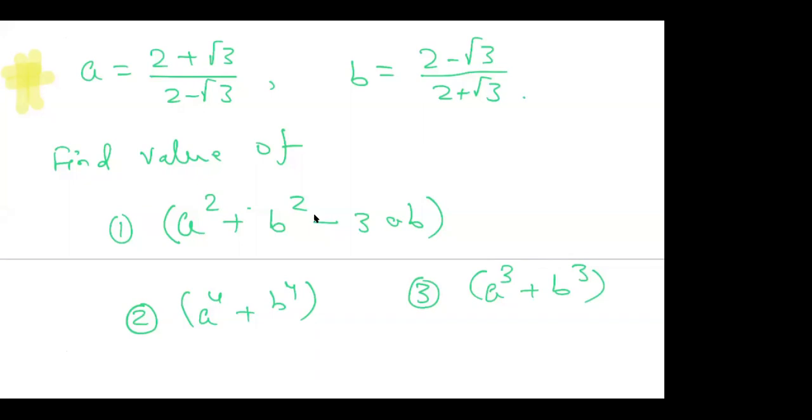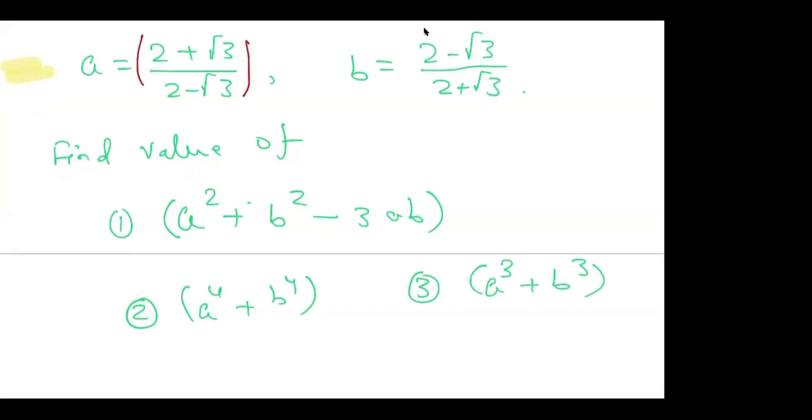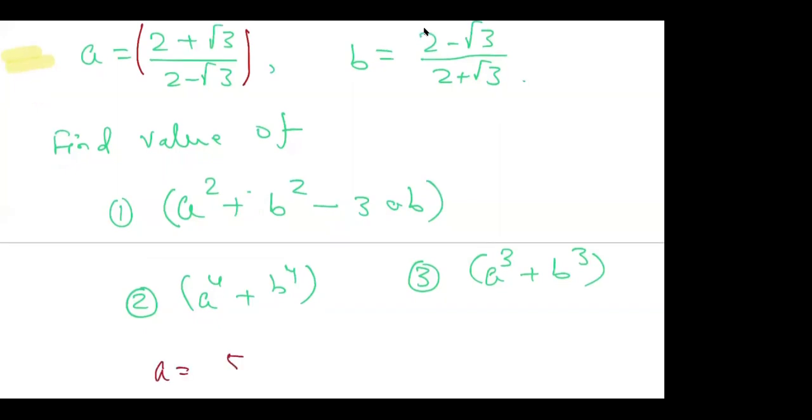A and B given, right? A is equal to 2 plus root 3, and both are given. So multiply with the conjugate. We have to multiply with the conjugate, right? Hope everyone tried this. First one, right? So first you have to find the value of A, multiply with 2 plus root 3. 2 square is 4 plus 3, 7 plus 4 root 3. And B is 7 minus 4 root 3.